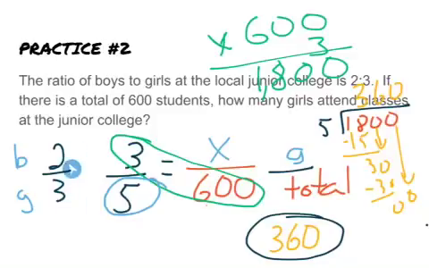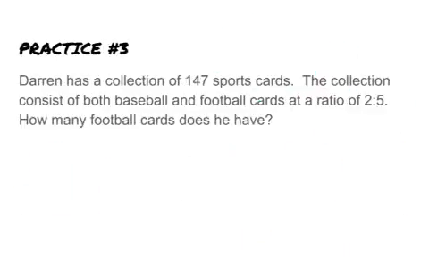Now, that was a tough one because you had to remember the whole idea of finding a total when all you're given are the two parts. And we knew we needed a total because it mentioned that there were a total of 600 students. So, out of the 600 students, 360 of them would be girls. Okay, final practice problem number 3.